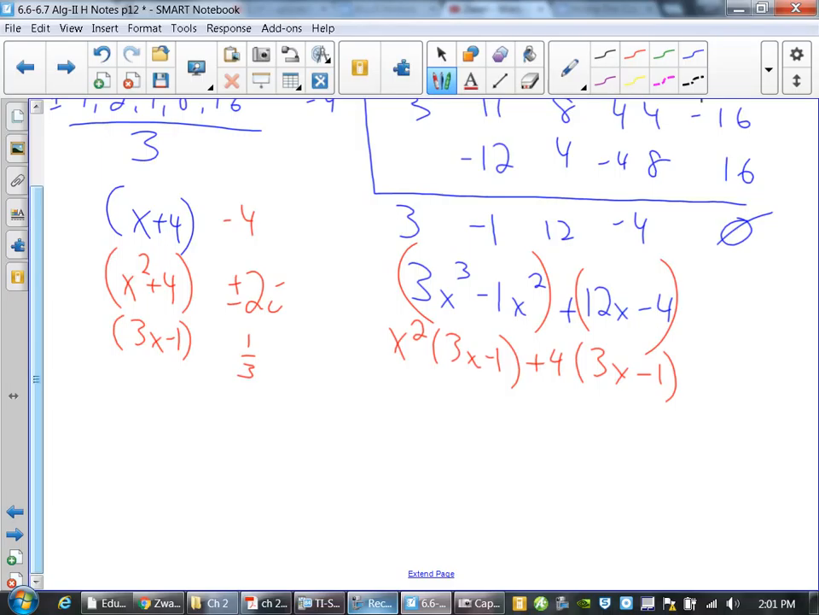Okay, so how do you know if it's an x squared plus 4? If I get that, solve that for 0. Subtract 4, take the square root, and I get plus or minus 2i. Okay.